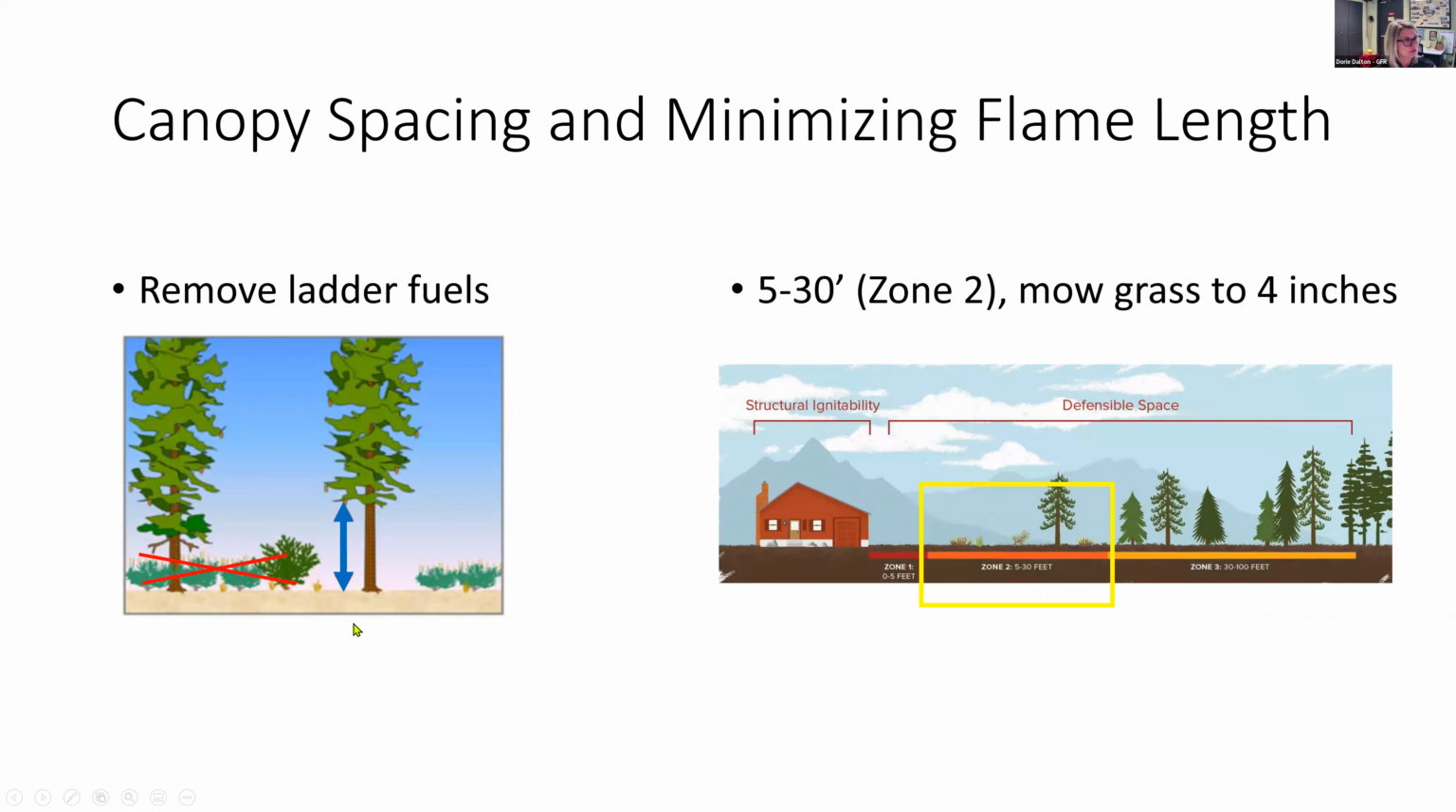All right, and when we talk about removing ladder fuels, you can see the example here on the left. This tree, the branches grow really close to the ground and there's lots of vegetation underneath it. We mean to remove the vegetation under the tree and to limb it up so that there's nothing that, if a surface fire comes, can climb up the tree and cause this tree to catch on fire. And then we talk about zone 2, the 5 to 30 feet from your home. And the recommendation is to mow or weed whack to 4 inches. And this is to help decrease that fire intensity before it gets to your home.